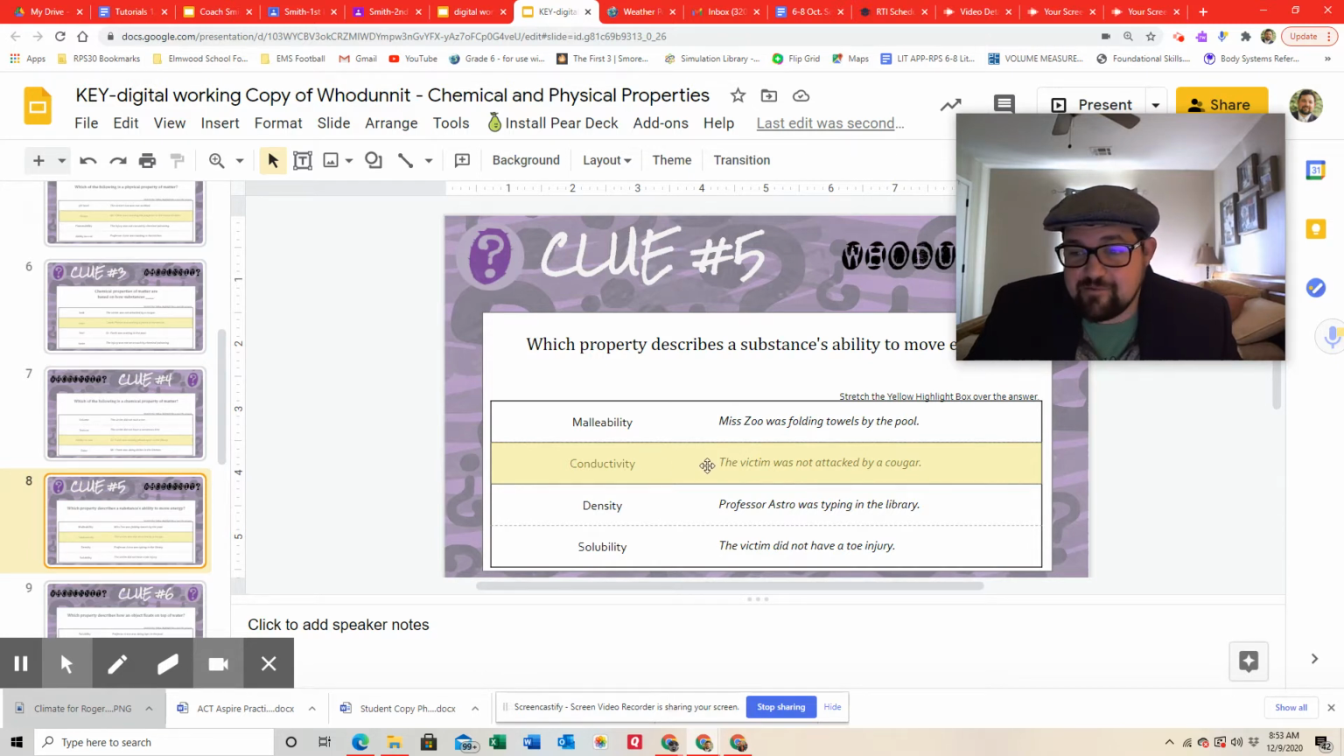Right, but anyway, which property describes a substance's ability to move energy? Conductivity is the answer to that, right? Like electricity or heat can conduct through metals, for example. And that is a property, means the victim was not attacked by a cougar.